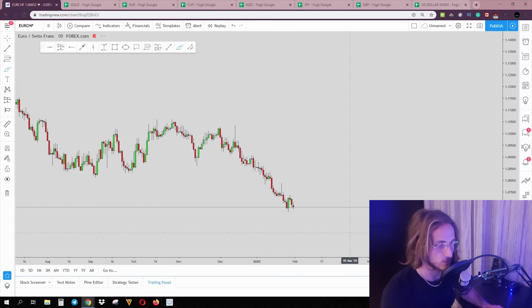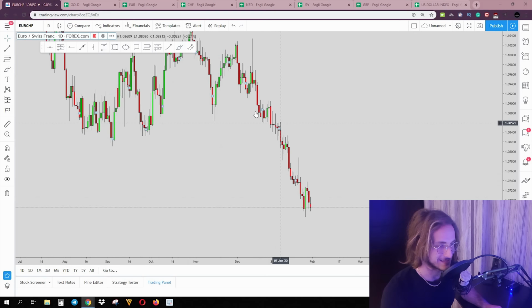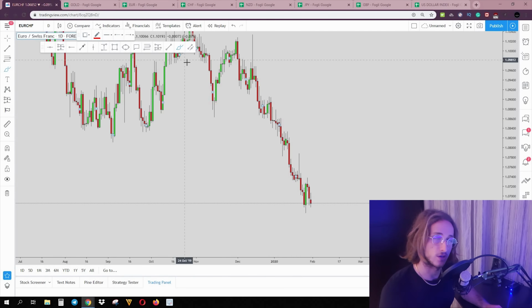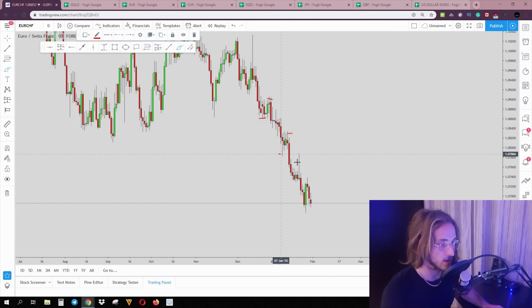Going down to the daily, what we can see is that the market is still absolutely in a bearish trend, and also on the 4 hours. So at the moment we have zero confirmation for the short. The market is still creating lower highs and lower lows.